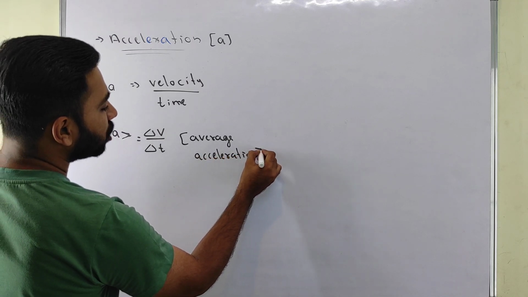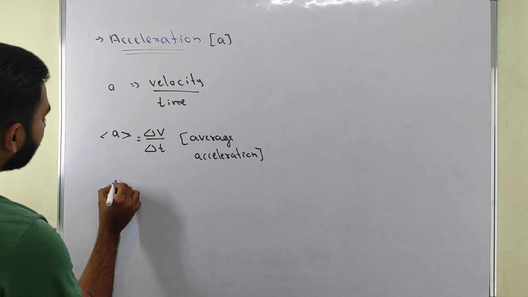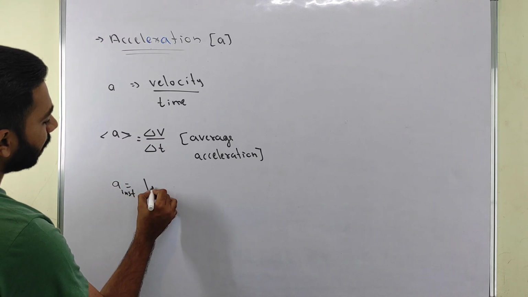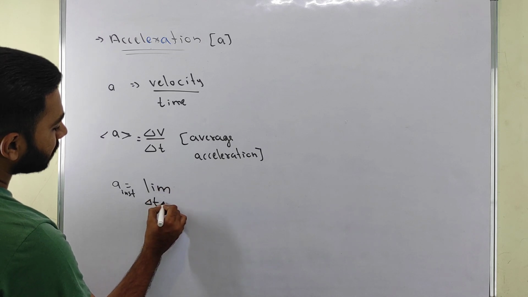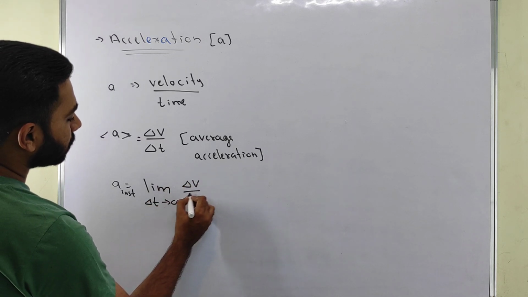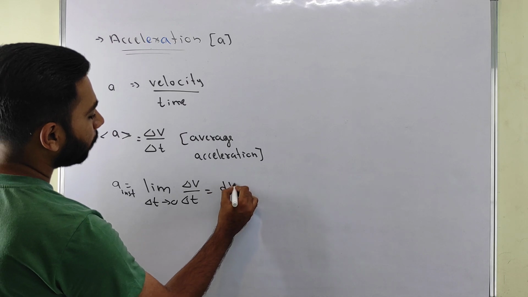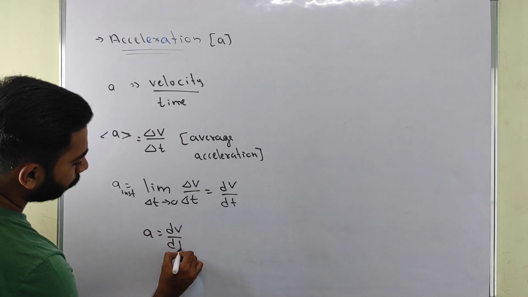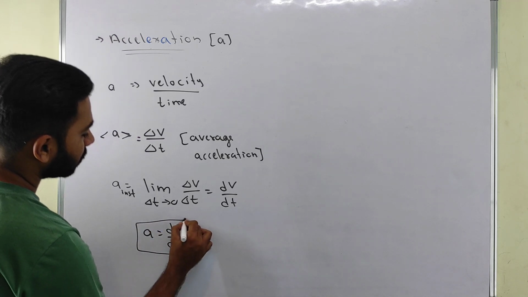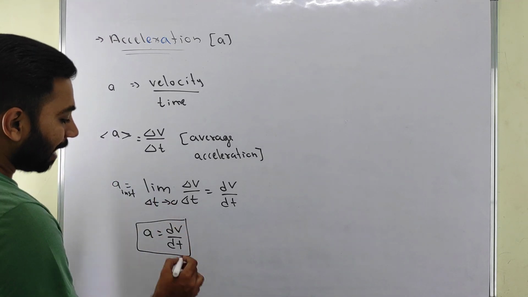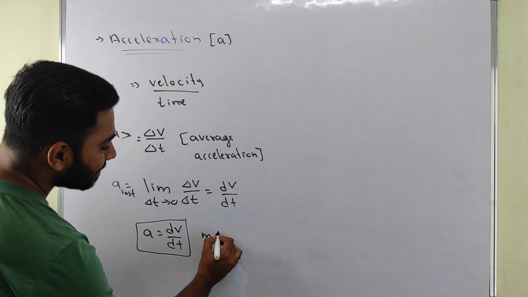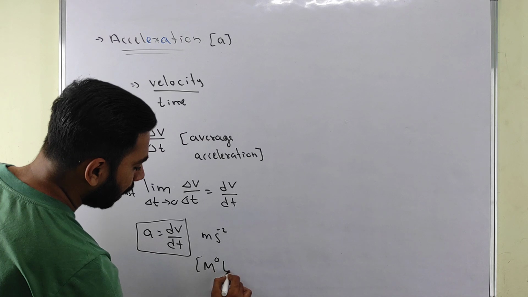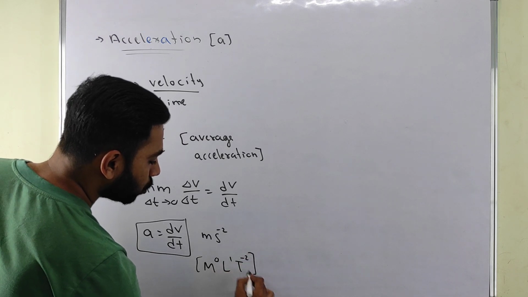We won't study that here. We study instantaneous acceleration, which is a limit. We have already discussed what limit means, so I won't discuss it again. It is equal to dv by dt. So acceleration is equal to dv by dt. The unit of acceleration is meter per second squared, and the dimension is M to the power 0, L to the power 1, T to the power minus 2.